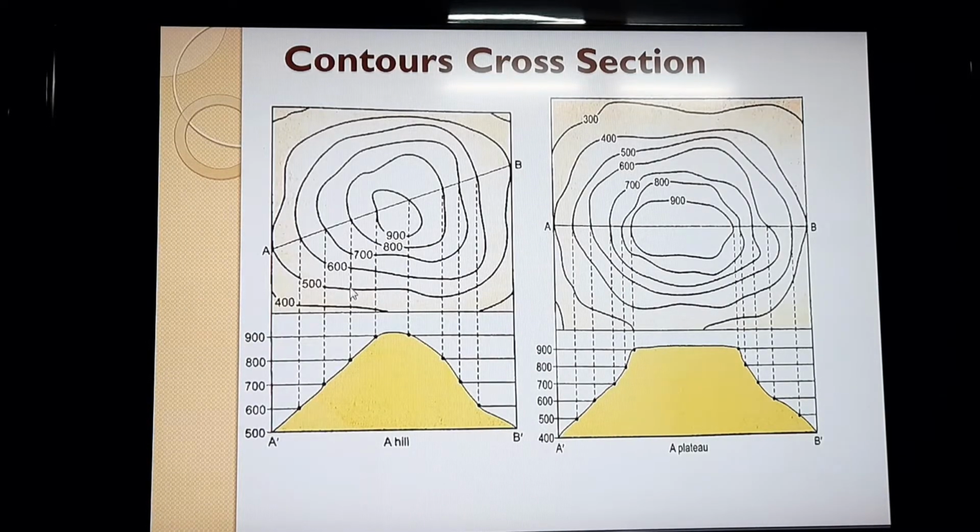Now here you can see the round hill is there. On the other side you can see a plateau cross section is there. So by this you can do the contour cross section. For the contour cross section, we should have a pattern of the contour. Then we draw a cross section line which is AB, and after that we have to draw the perpendicular XY line, and we have to mark the heights in the same way as given in the contour pattern.